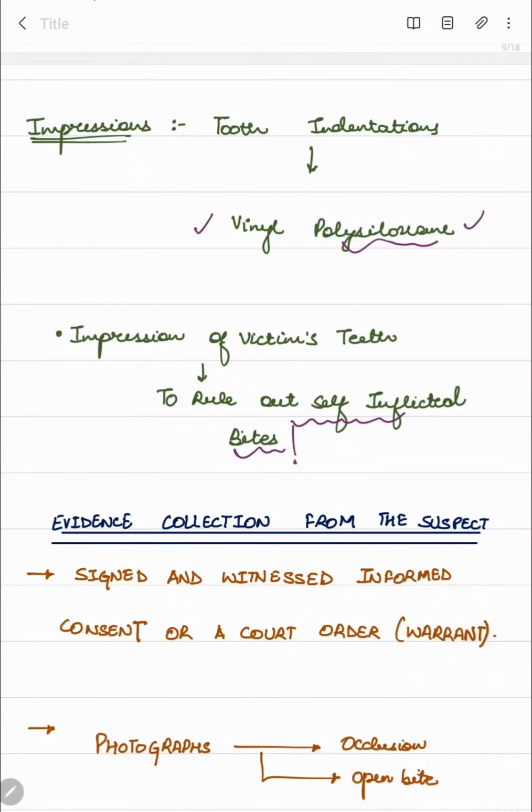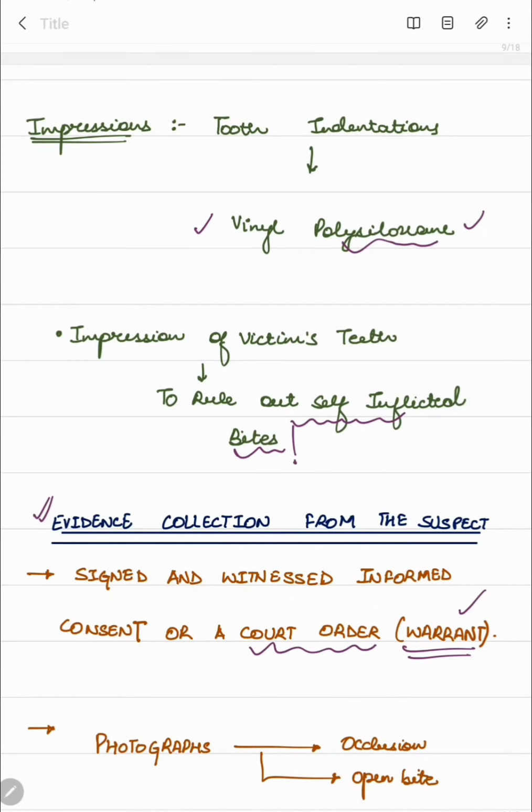Now the evidence collection from the suspect. For that purpose, we are supposed to follow some protocols. Firstly, we should have a court order or a warrant against that suspect. Only then can we proceed with the investigations, basically, or collect the evidence from the suspect, right? After that, a detailed clinical examination of that suspect should be done. Both extraoral and intraoral examination is needed.